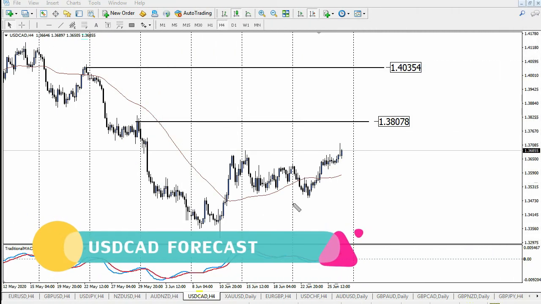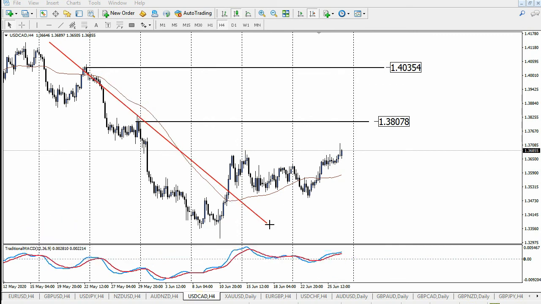So this is the USD CAD. After a beautiful downtrend, price broke this level and created some ranging market over here. I told you in my previous videos that I love ranging because ranging markets create big opportunities. So what will be the next move of USD CAD? The next move of USD CAD is an upside move. The price may test these levels before going down.